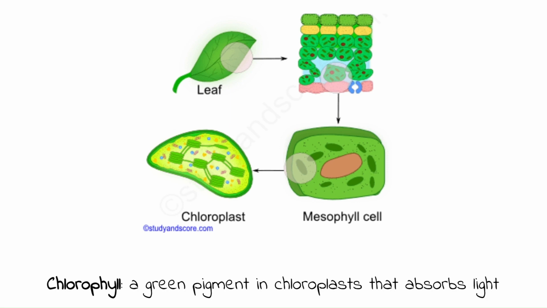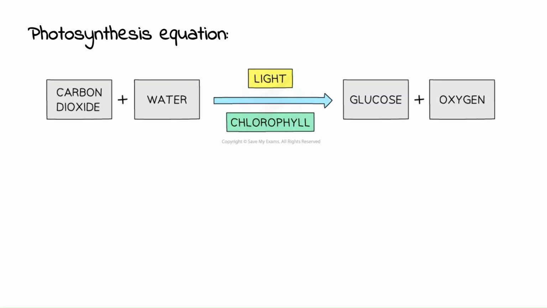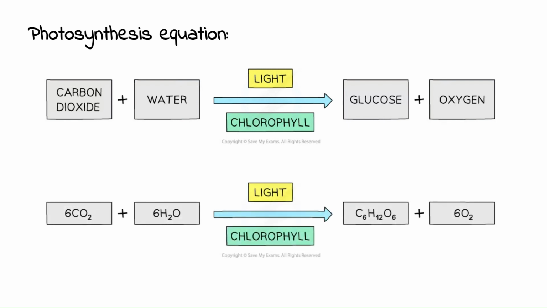Sunlight, which is light energy, is absorbed by the chlorophyll. This energy is used to convert carbon dioxide and water into glucose and oxygen. Below you can see a chemical formula of this equation. And above the arrow, there is a text that says light because light is needed for this reaction to occur.